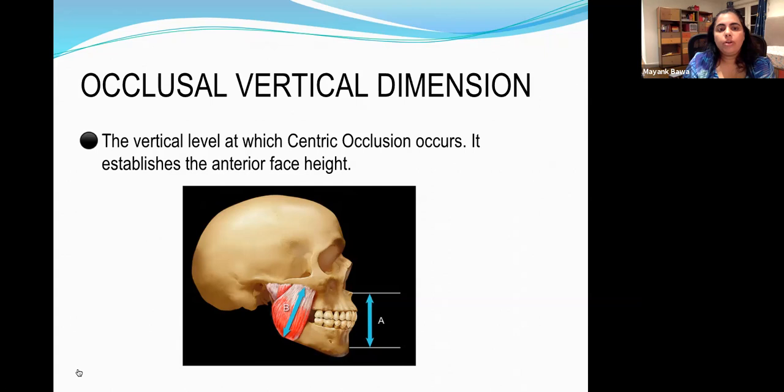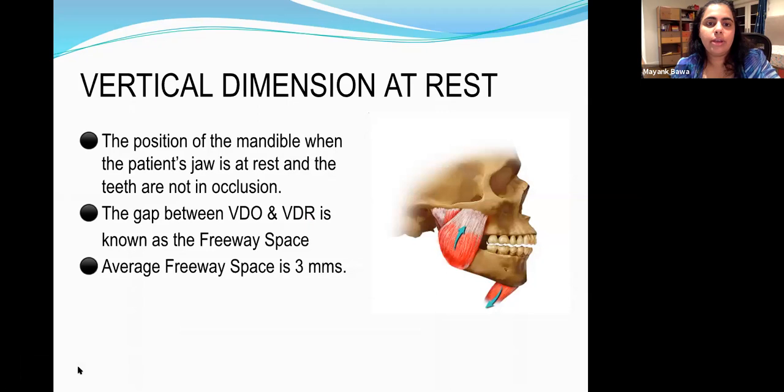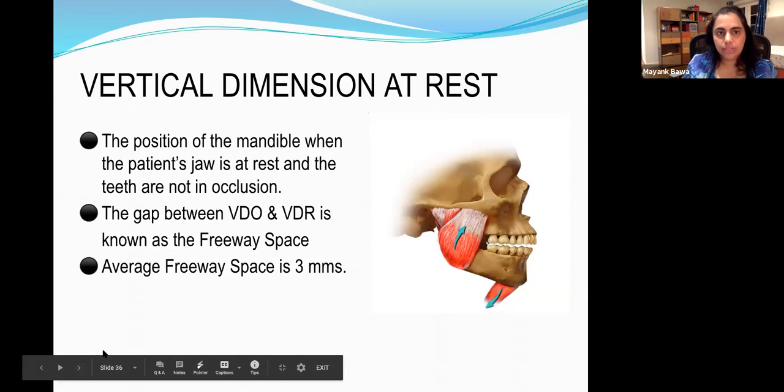So, VDO, or vertical dimension of occlusion, or occlusal vertical dimension, is the vertical level at which centric occlusion occurs and establishes the anterior face height. Basically, when your teeth are close together, that's where the vertical dimension of occlusion occurs. You can take a point on the nose and the chin, have the patient bite, and then measure it. We used to use a thread and measure that on the ruler when working on edentulous patients.